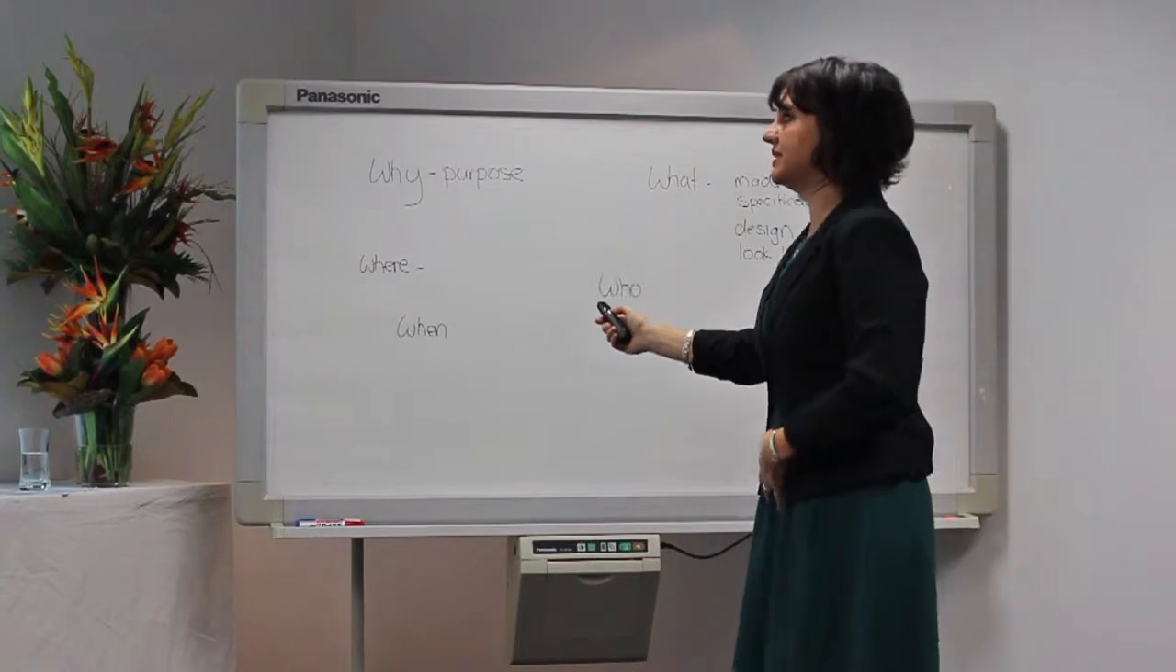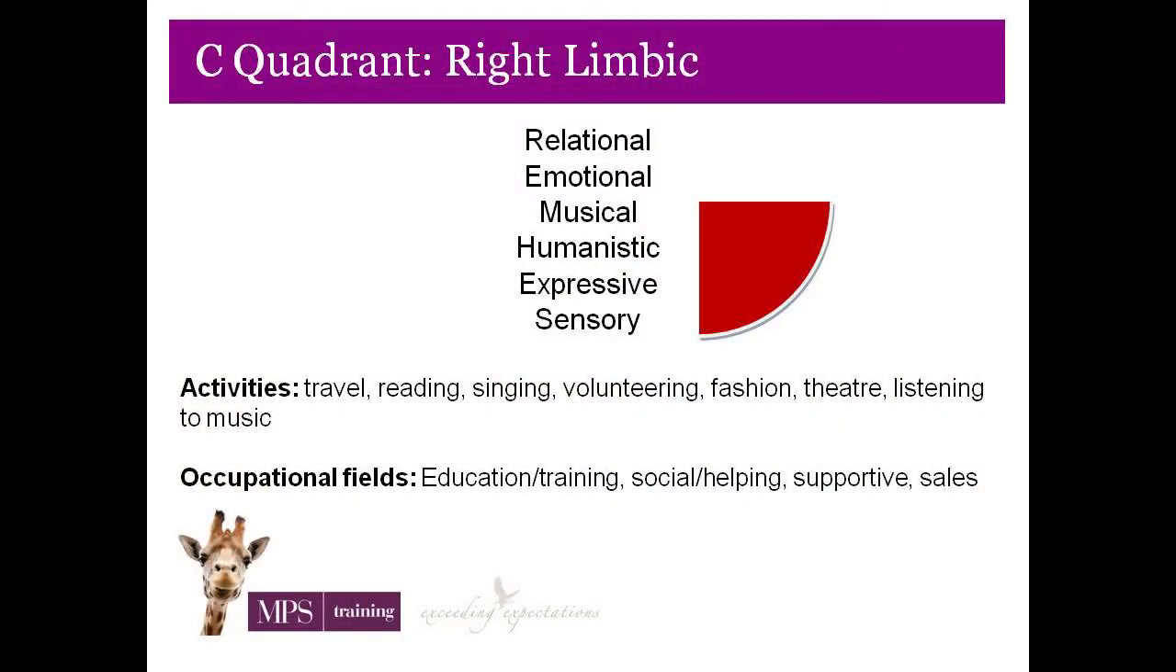Okay, our right limbic. So it's still in our limbic brain, so that practical relationship communication type of brain, but it's on the right side. It's relational, it's emotional, it's musical, humanistic, expressive and sensory.